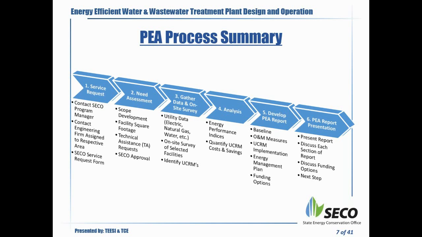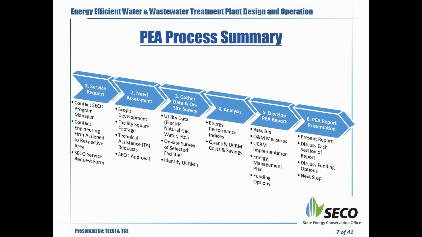Once that is done, we will then conduct an on-site survey of the facilities, and typically in the PEA process, it might take anywhere from 1 to 2 days, depending on how many facilities we have. During that on-site survey, we'll be going through the facilities, looking at a few things, getting some feedback from the operators, and making some notes, basically.